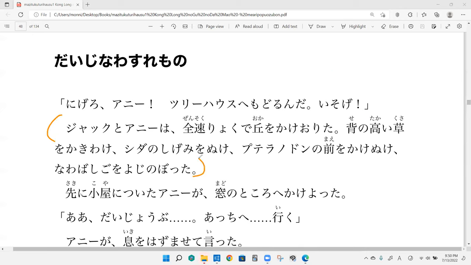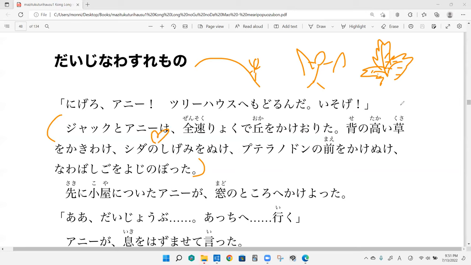And Myers? Jack and Annie ran down the hill at full speed. They pushed the tall grass out of the way. They passed through the very thick ferns, and then they ran past the pteranodon, and they scurried up the rope ladder. Yep, perfect. That was a lot.